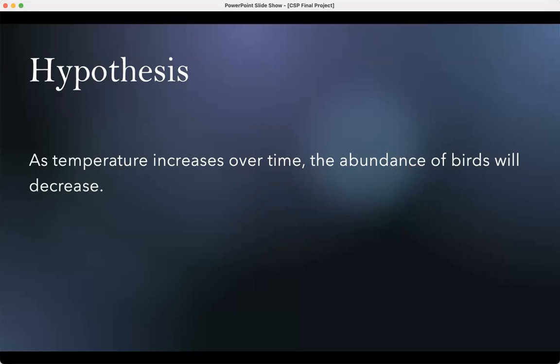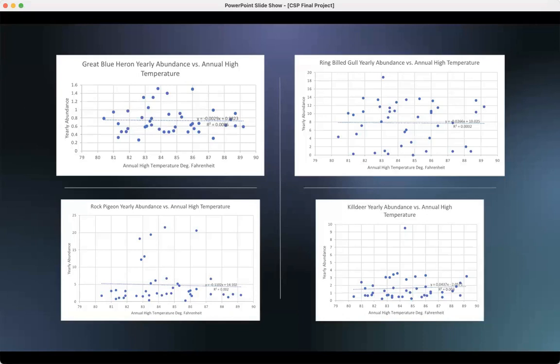The hypothesis of the experiment was as the temperature increases over time, the abundance of birds will decrease. After we made this initial hypothesis, we got started with our research. First, we had to create a linear regression line that showed that temperature was increasing over time. This was done by finding the hottest day each year and plotting them in a scatter plot.